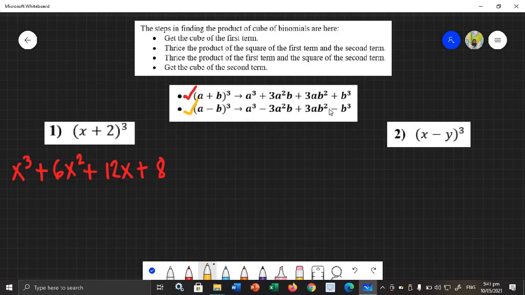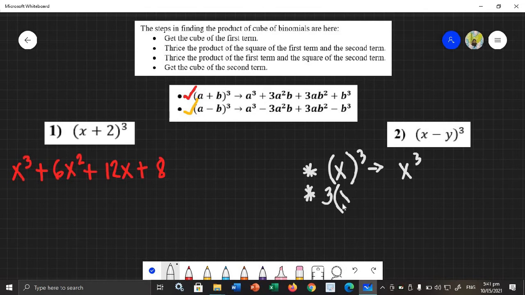Okay? So, the pattern should be like this. But before that, let us first follow the steps in getting the product for each term. So, step number 1 is to get the cube of the first term. The first term is x. So, we have x cube. That is equal to x raised to the third power, x cubed. And then the second step, thrice the product of the square of the first term.